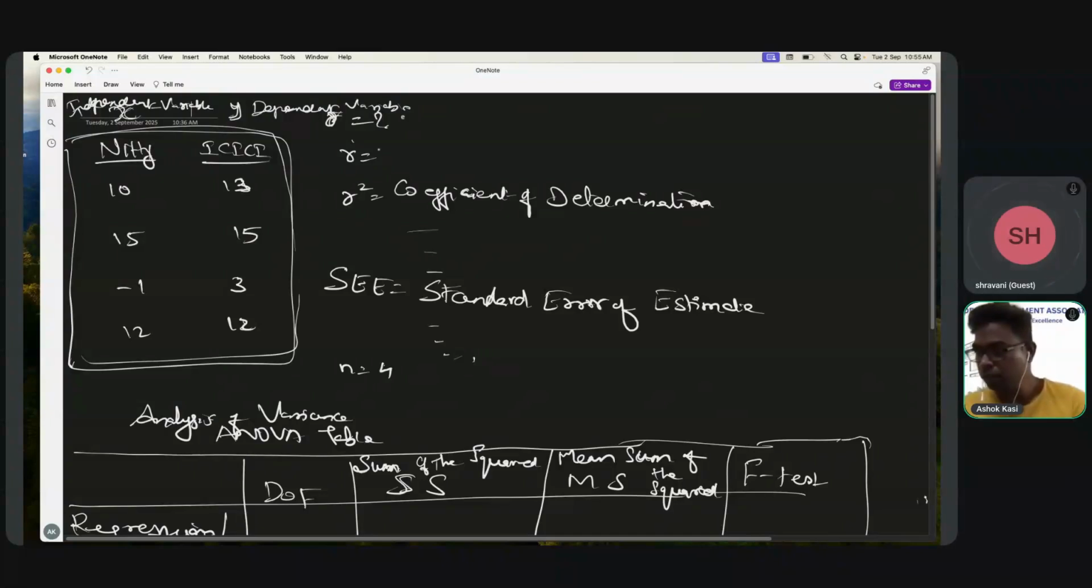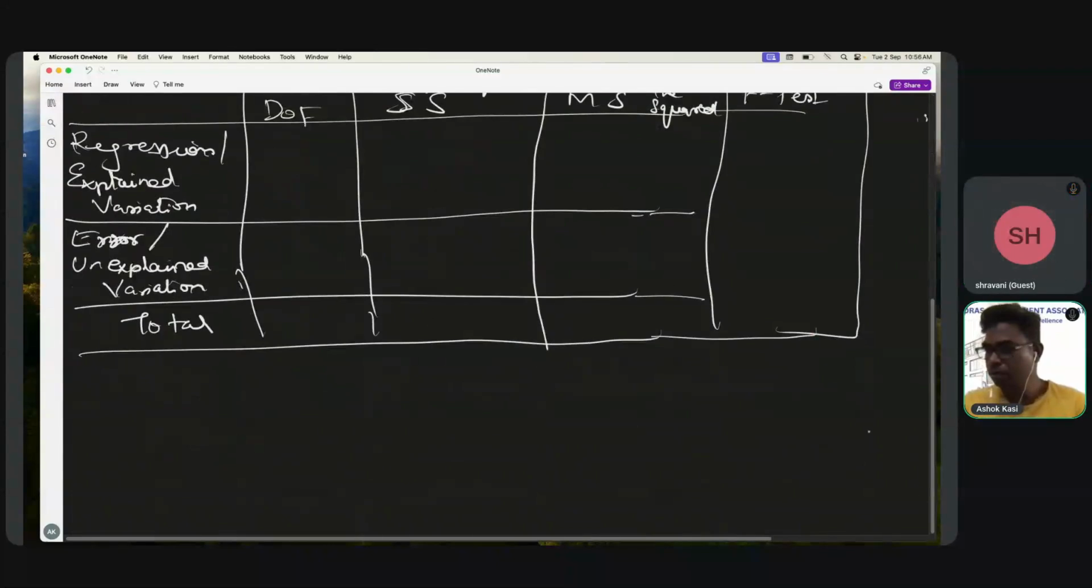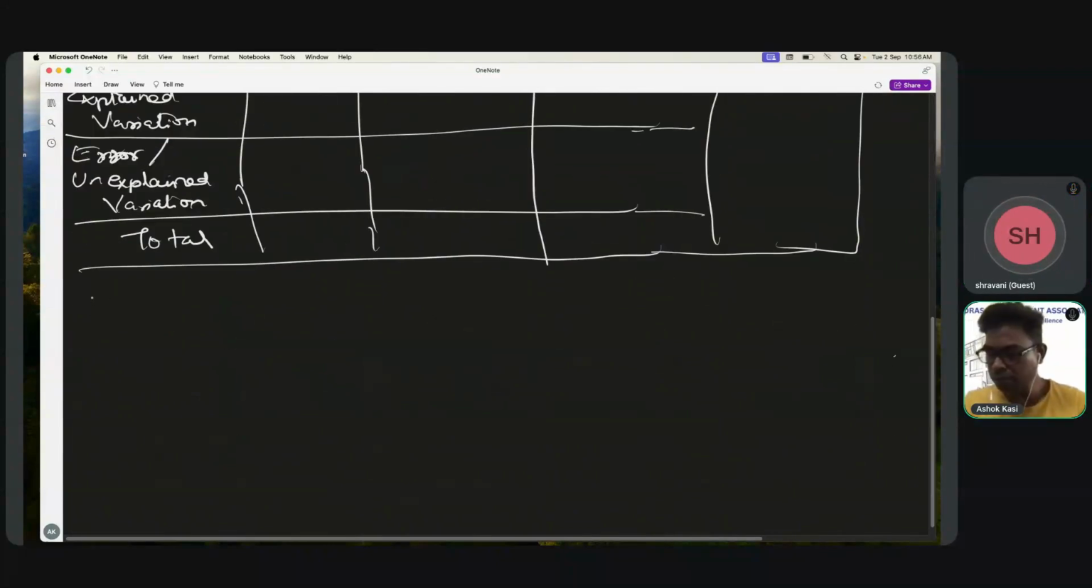So number one, R, correlation. You remember the formula for correlation? What is the formula? Covariance of x and y upon standard deviation of x into standard deviation of y. Correct. So R is equal to covariance of x comma y divided by standard deviation of x into standard deviation of y. Let me write that here.